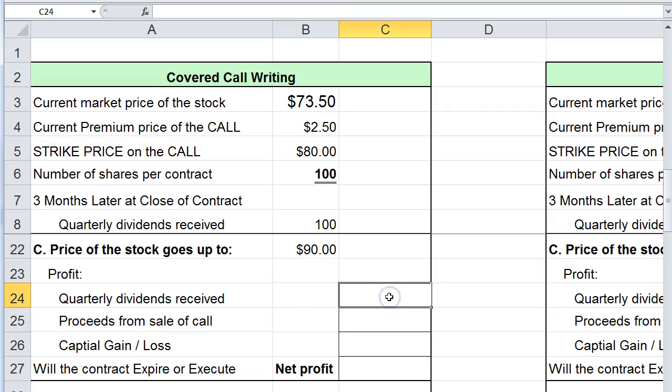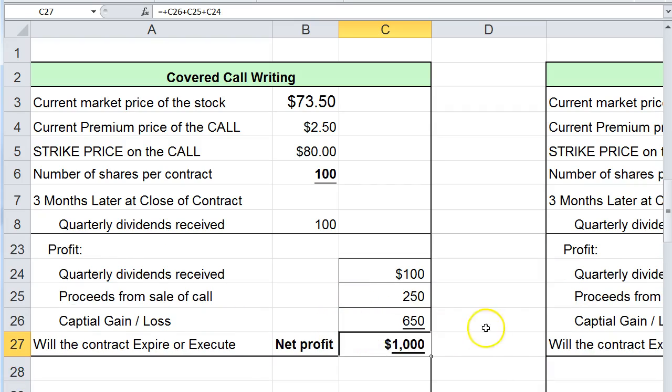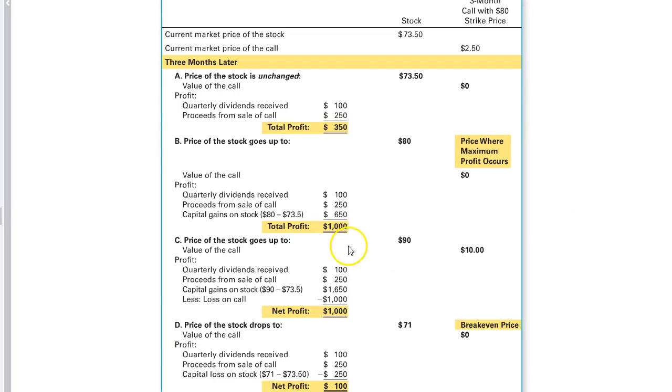Okay, so my quarterly dividend, it's a covered call, which means I own the stock, so I receive the dividend. The proceeds from the sale of the call is going to be my premium times the number of shares. And then my capital gain or loss, again, is going to be, I have to sell it at the strike price of 80. And if I take away what I paid for it at the market price and multiply by 100, keeping in mind I must put in parentheses on the first two, this would be my capital gain. So you see that, again, I'm making $1,000.